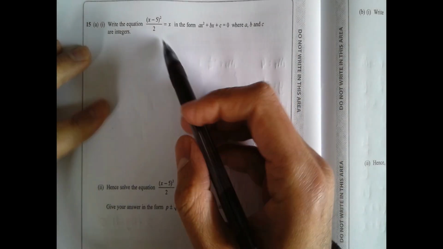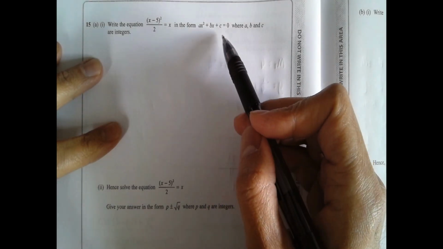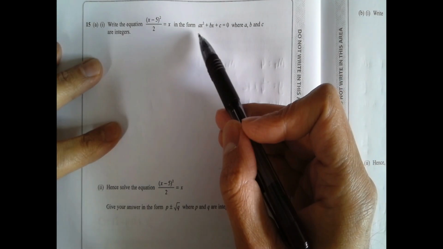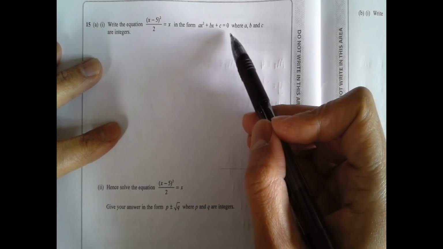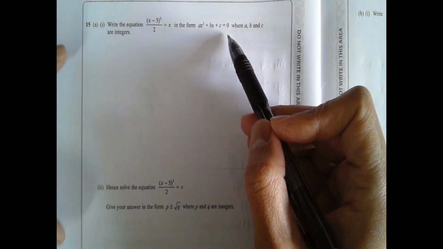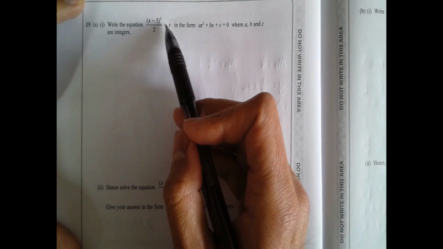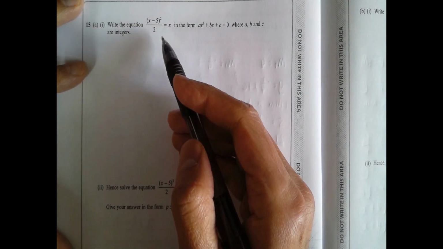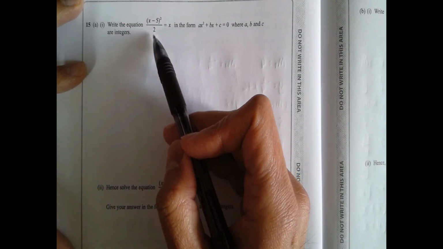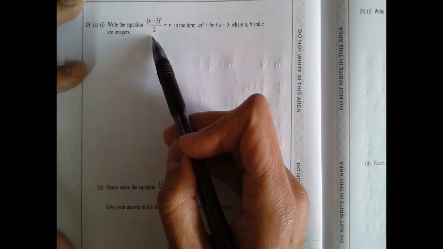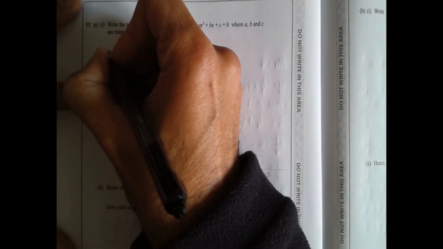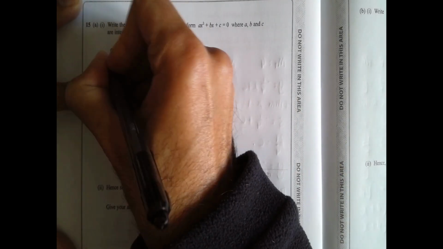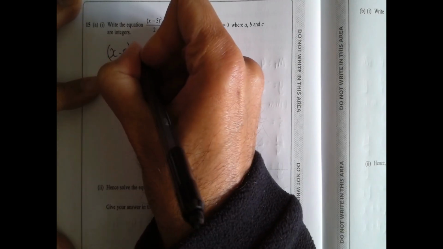Okay, question 15. We're being asked to write this equation in this form over here, where a, b and c are integers. Okay, so essentially we're trying to turn this into a quadratic equation. Okay, so let's start by looking at this, and I'm going to deal with the fraction part first of all. So I'm going to do that by multiplying both sides by 2. Okay, so that's going to become x take away 5 squared is equal to 2x.